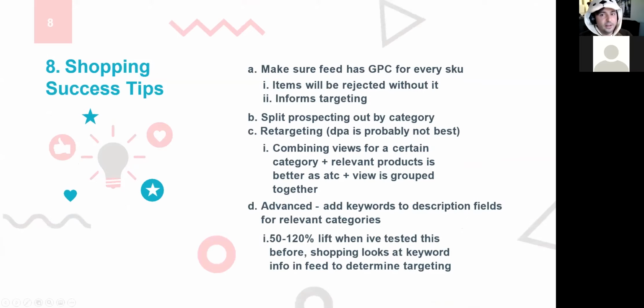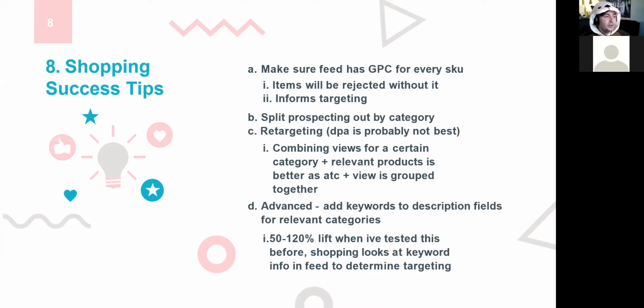Cool. So, other tips for shopping success. You want to make sure your feed has a Google product category for every SKU, and you want that category to be at least 4 or 5 levels deep. This is for 2 reasons. Without it, your items are going to be rejected. And 2, shopping uses that category value to serve your Pinterest ads. I've been told that's the primary factor they use in determining who gets what products.